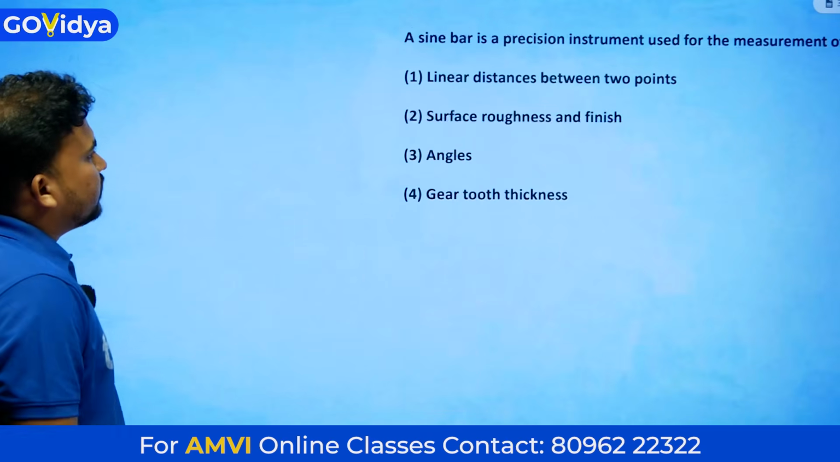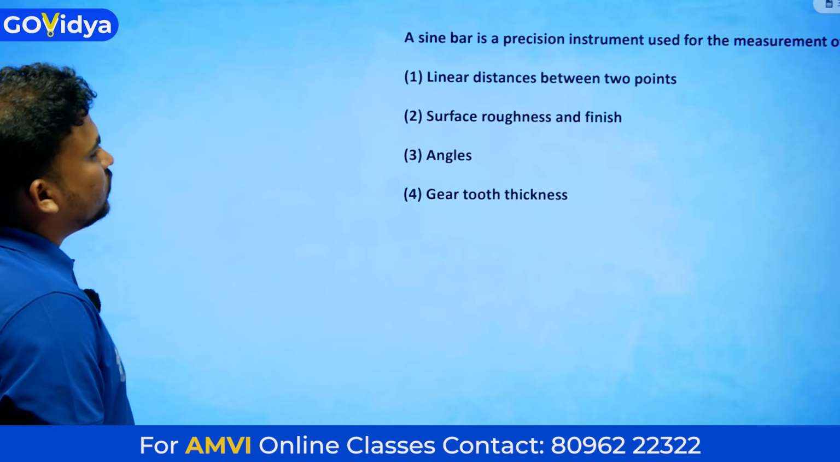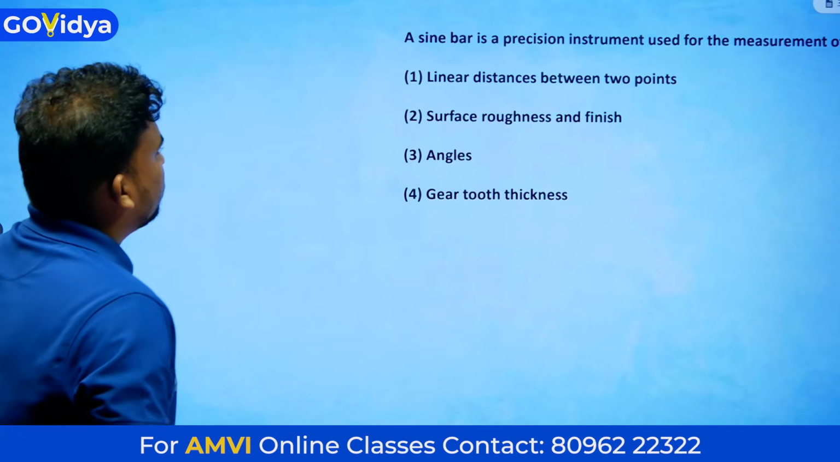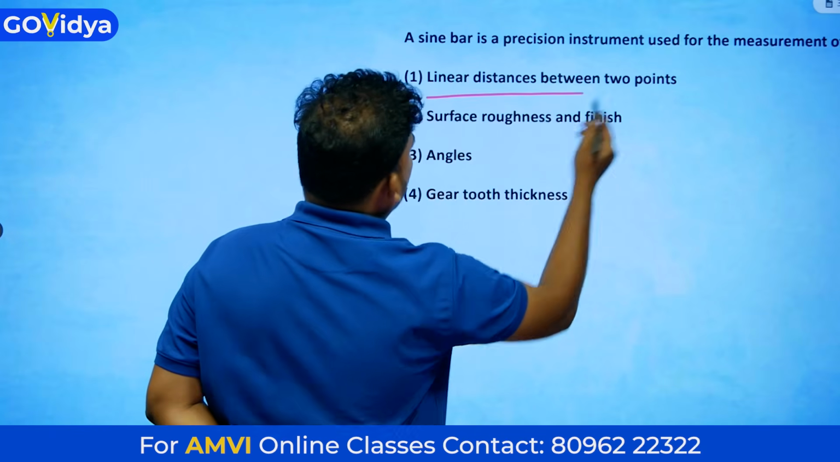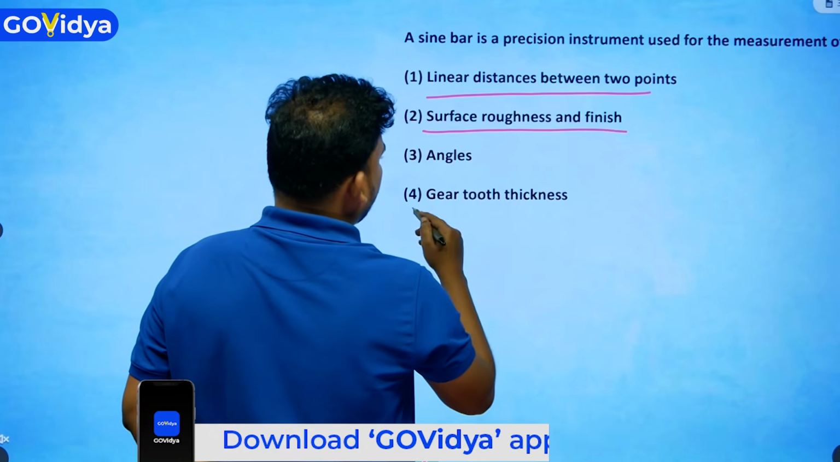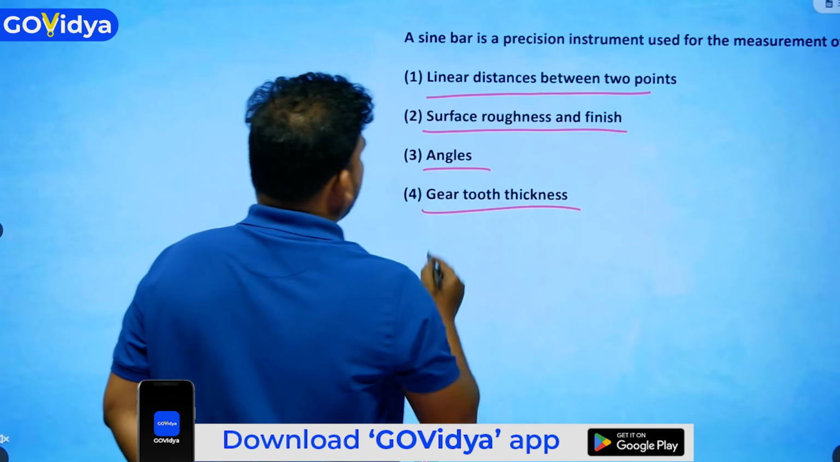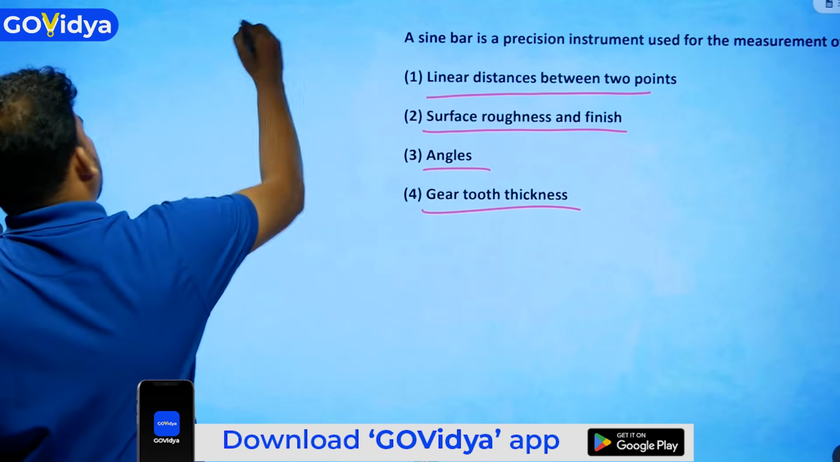A sine bar is a precision instrument used for the measurement of what? Options are linear distance between two points, surface roughness and finish, angles, and gear tooth thickness. A sine bar actually looks like this, right?